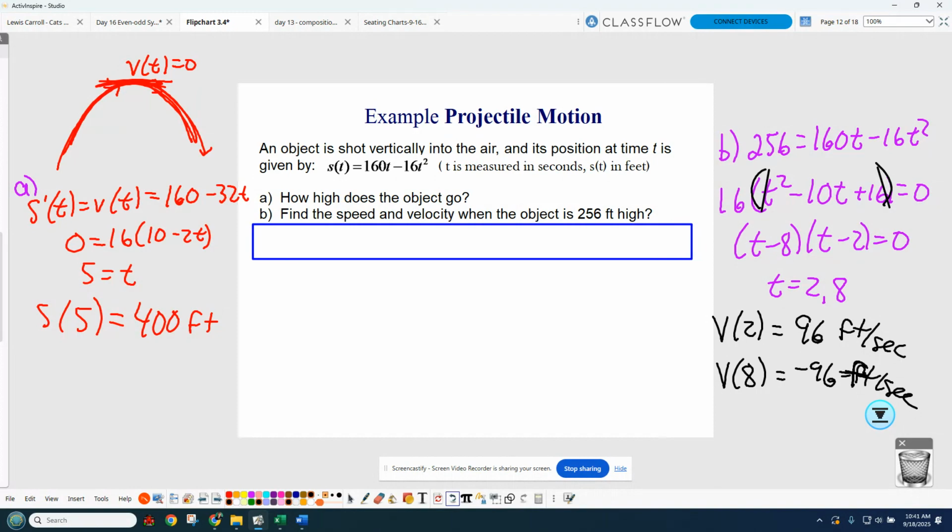So if you were the little bug on the projectile, you don't care that you're screaming up at 96 feet per second or down at 96 feet per second, just that you're like, "Wah! We're going this fast."